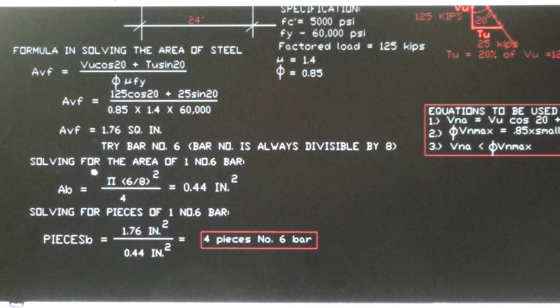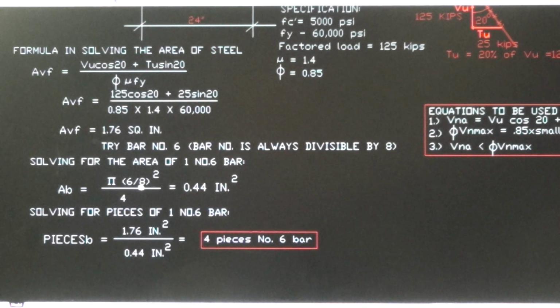Solving for the area of one bar of bar number 6, the diameter is 3/4, 0.75 of an inch. So the area of one bar is equal to pi d squared divided by 4, is equal to 0.44 inches square.